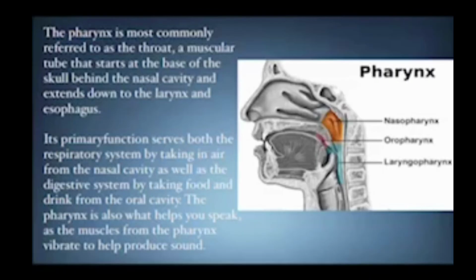Pharynx. The pharynx is most commonly referred to as the throat. It is a muscular tube that starts at the base of the skull behind the nasal cavity and extends down to the larynx and esophagus. Its primary function serves both the respiratory system, by taking in air from the nasal cavity, as well as the digestive system, by taking food and drink from the oral cavity. The pharynx is also what helps you speak, as the muscles of the pharynx vibrate to help you produce sound.